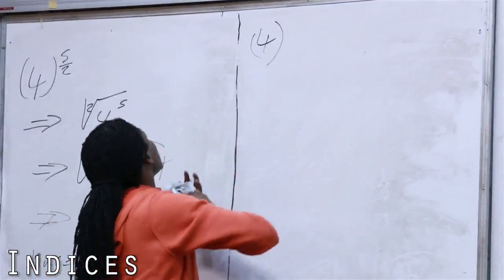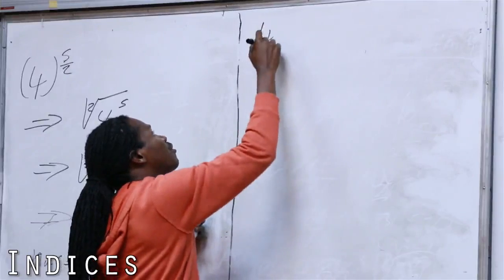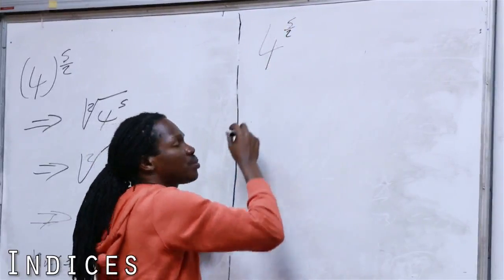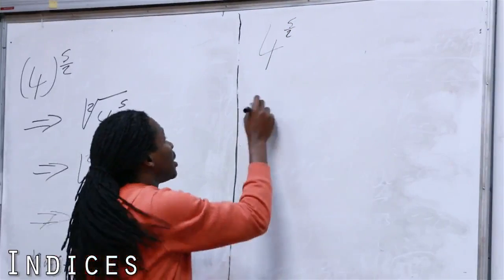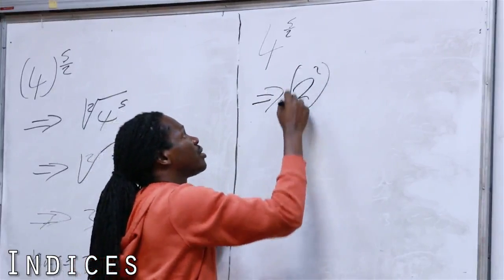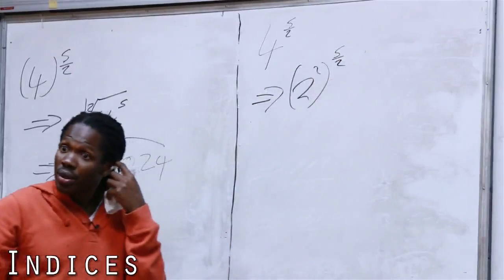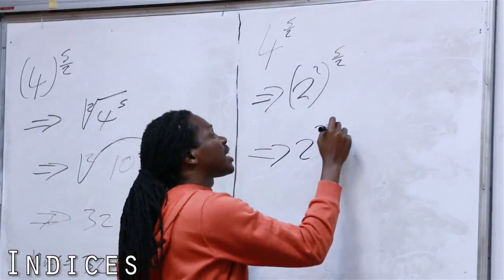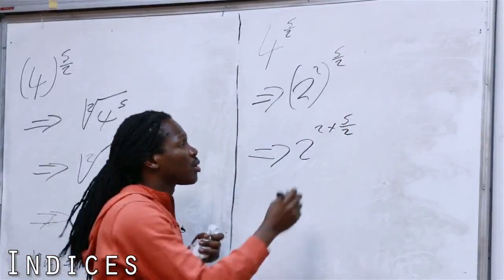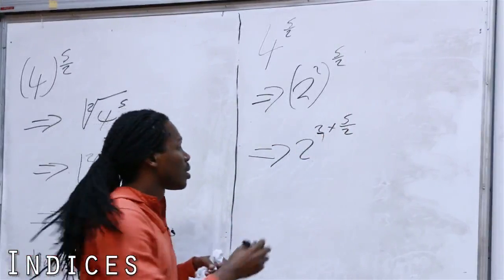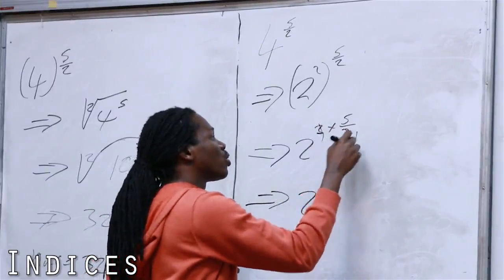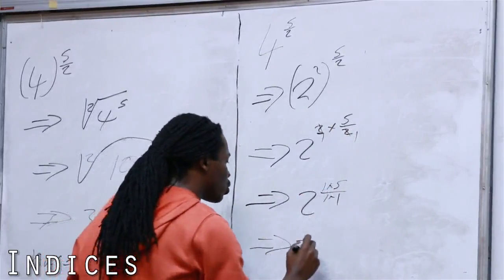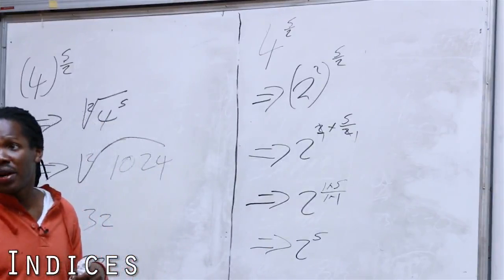Four. I'm putting on a bracket because that was four. Four to the five over two. Watch how simple this is. This implies 2 squared to the 5 over 2, not true? Because 4 is 2 squared. This implies 2 squared times 5 over 2, not true? Which is 2 over 1, not true? This implies 2 to the 1 times 5 over 1 times 1. This implies 2 to the 5th power.